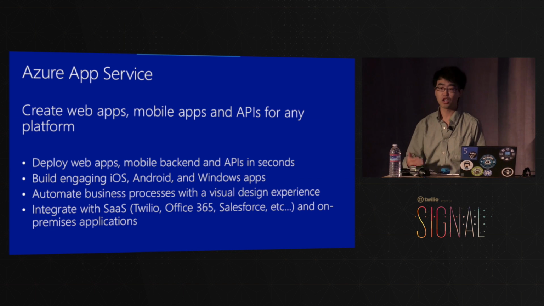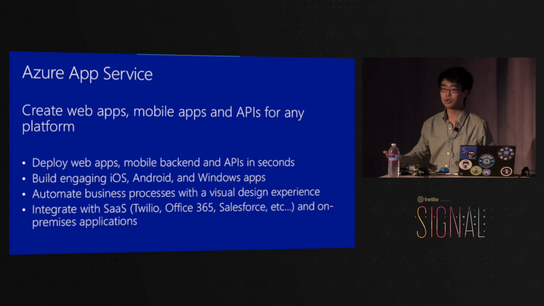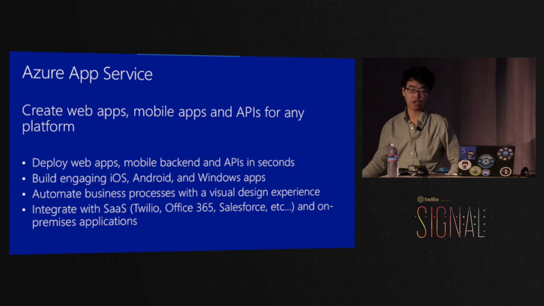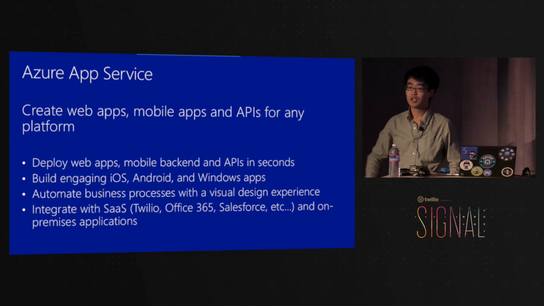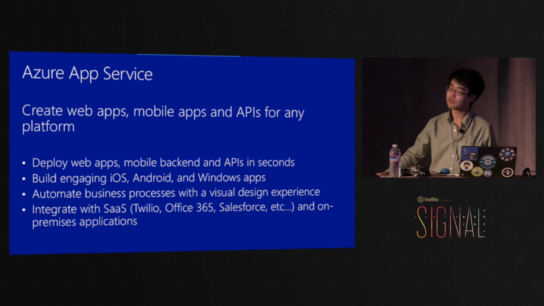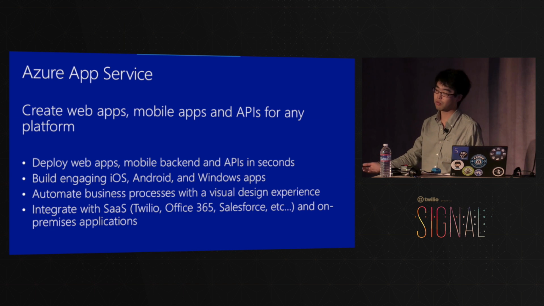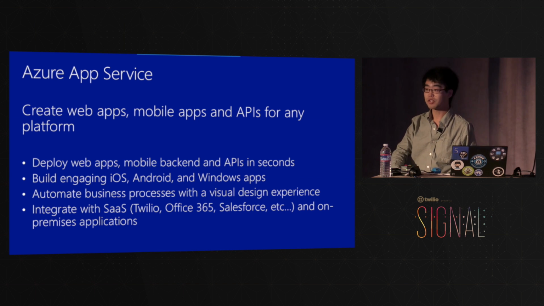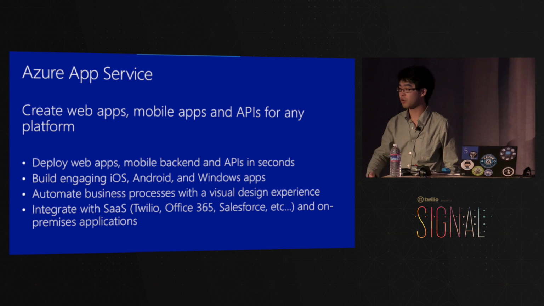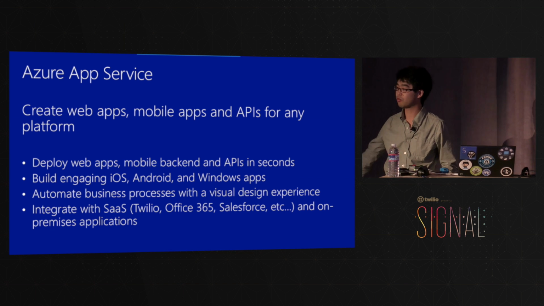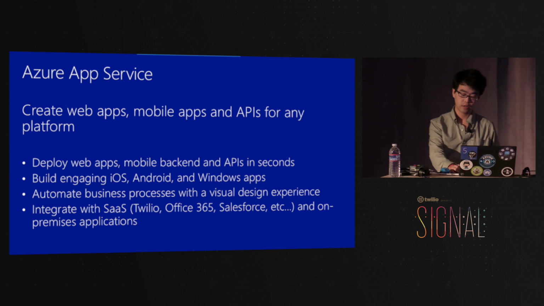And finally, we have a lot of connectors to help you to connect to popular SaaS applications out there. For example, Twitter, Office 365, Salesforce, and also, of course, Twilio Signal. So we have a Twilio partnership here as well. So I will show you later. And it also helps you to connect to on-premises applications. A lot of the enterprises today, they have on-premises data, they have on-premises applications. So we make it really easy for you to connect to your on-premises applications out there.